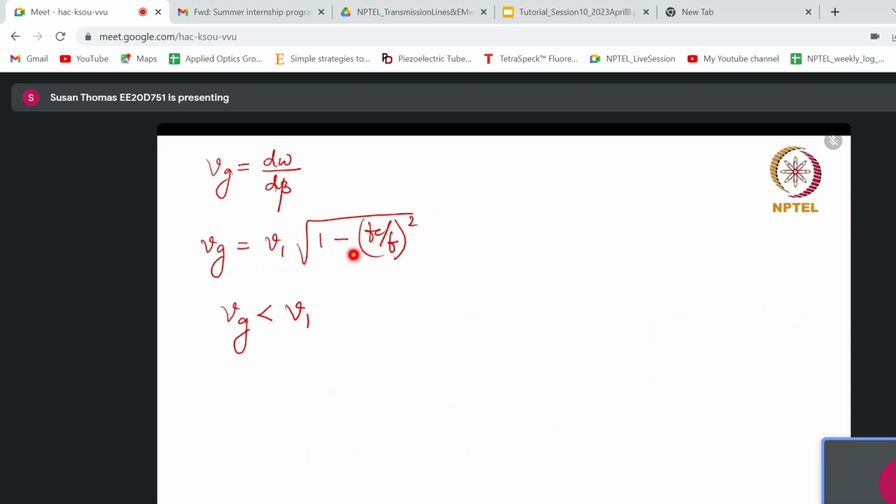Okay, and I would like to point out one more thing, which is already discussed in the video lectures. If you remember, for the different modes, this is the graph of Vp, and this is the graph of Vg. So Vp or Vg versus frequency. Okay, so this is the graph.